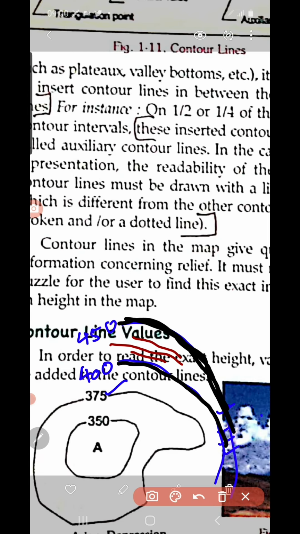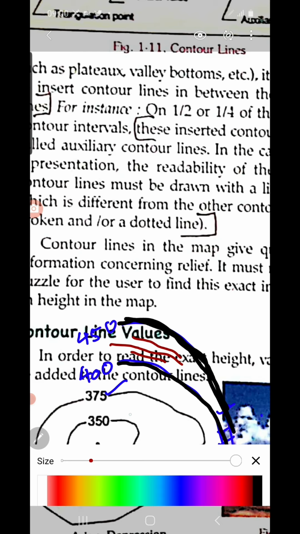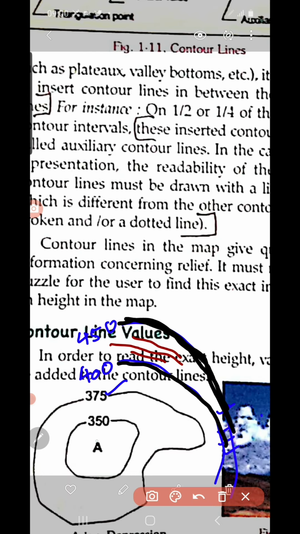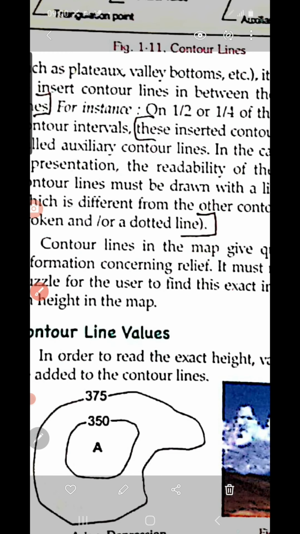Now you can see here after 350, the height of the contour is decreasing. So here you can understand, this can be a depression. As much as the height is decreasing, the lower area comes. So this is a depression. Understood?